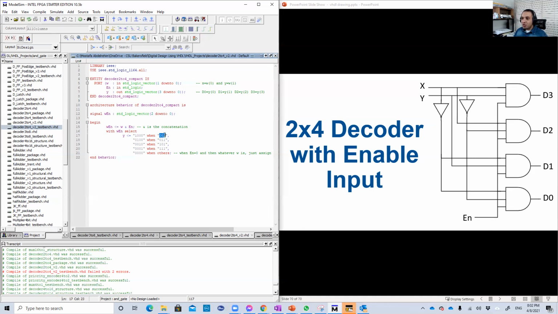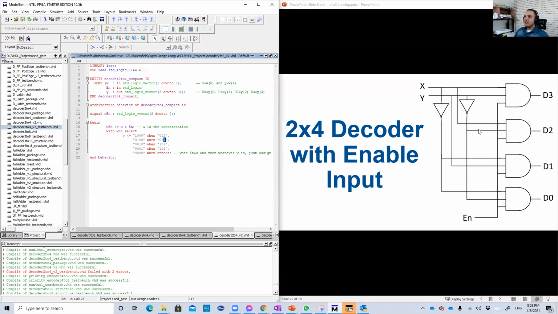So this is when the signal WEN equals 001, where 00 comes from the W input and this 1 comes from the enable. These are the two inputs of your circuit. Whenever you put 00 and 1, internally they are gathered into a 3-bit signal called WEN. Then the output Y will be equal to 0100. I mean, D0 is 0, D1 is 1, D2 is 0, D3 is 0, when X is 0 and Y is 1, and of course the circuit is enabled, or EN is equal to 1.